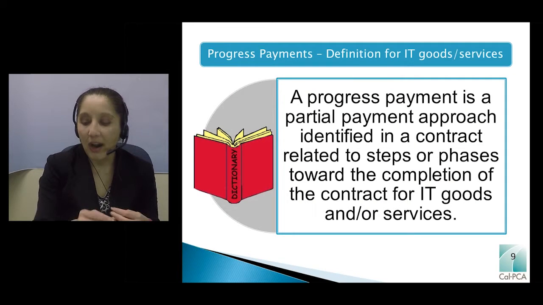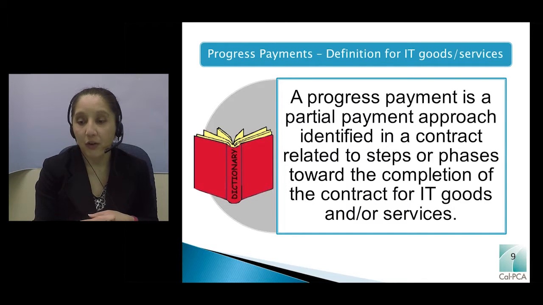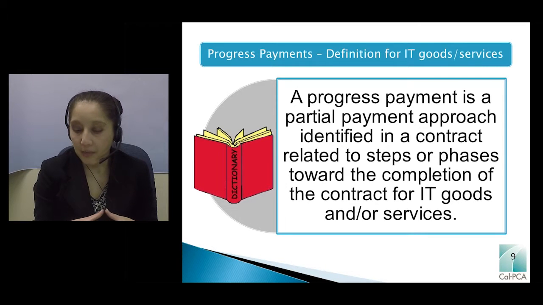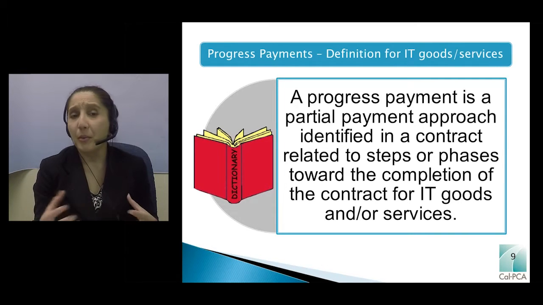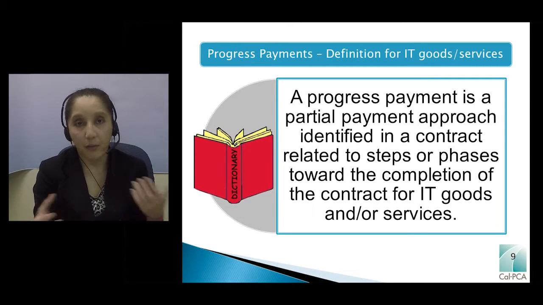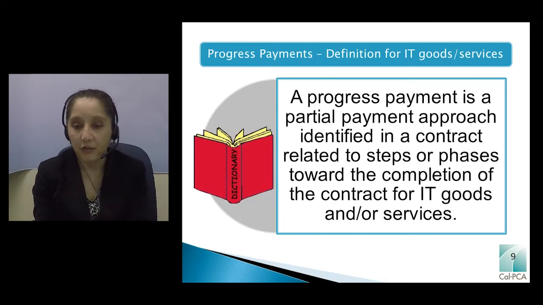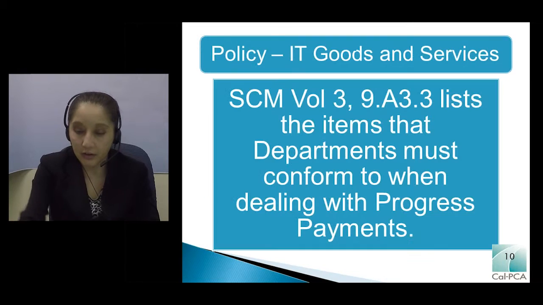Now, when we go into IT goods and services, it's a bit different. The definition for IT goods and services, a progress payment, is a partial payment approach identified in a contract related to steps or phases toward the completion of the contract for IT goods and/or services. So the use of the payment approach, again, still requires a percentage of the payment to be withheld pending completion of the entire contract and bond, and then the remainder is paid upon final delivery or acceptance of goods or services. So it's a bit different than non-IT goods.